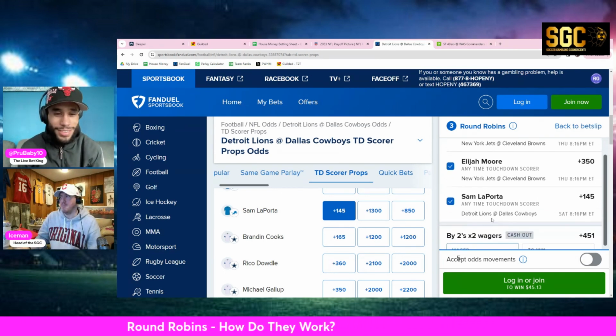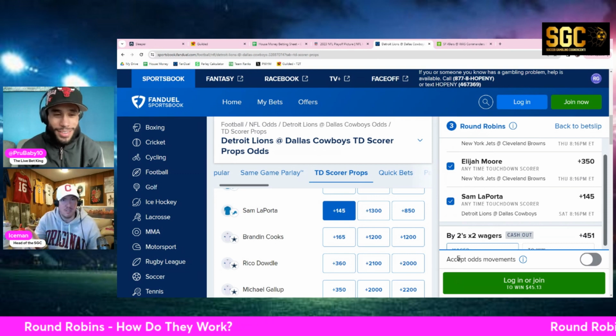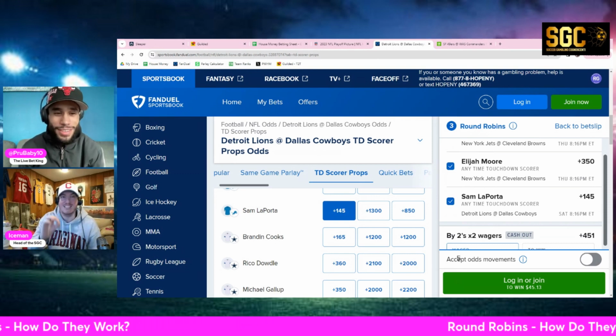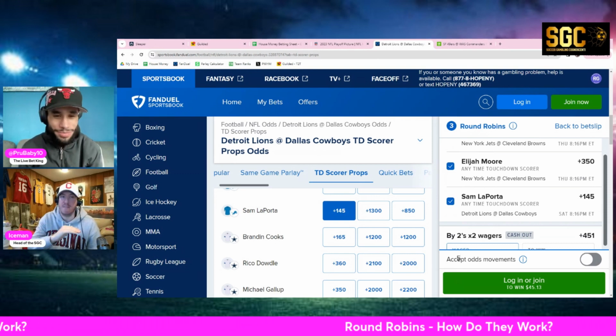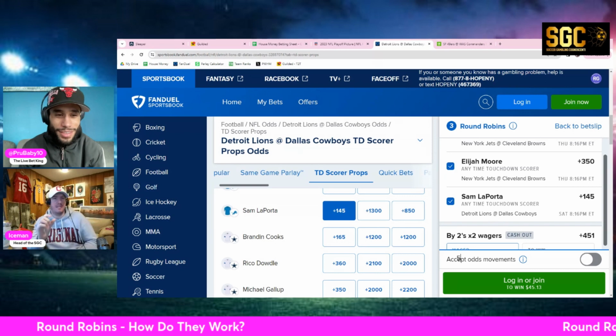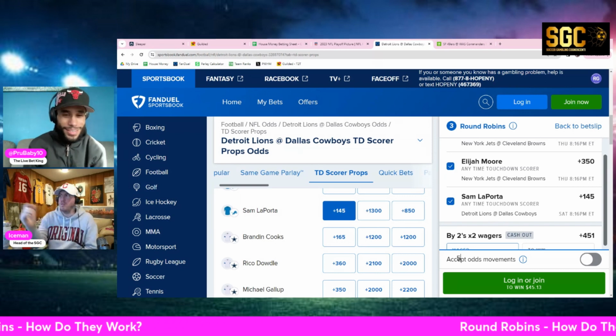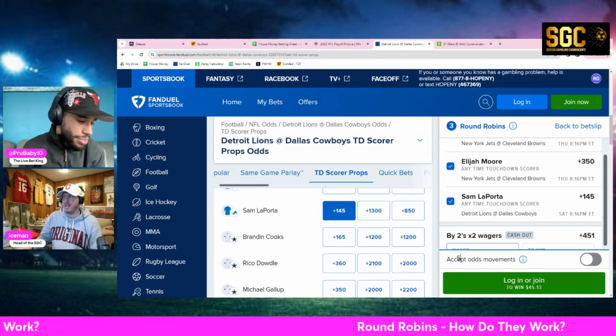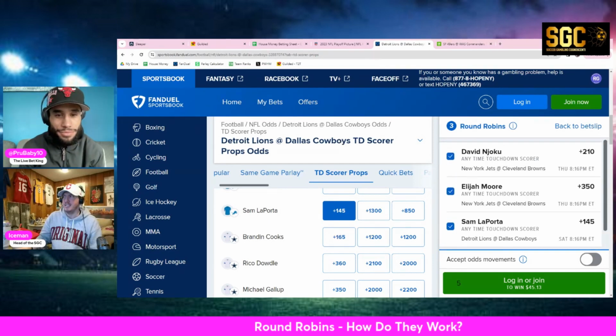So Sam Laporta is in both of those. So Sam Laporta has to score. Yep, if he misses, doesn't matter what the other two do, both bets are dead. And that's the piece where people get confused, is that what this will break down for you is this will only allow you to take individual legs.